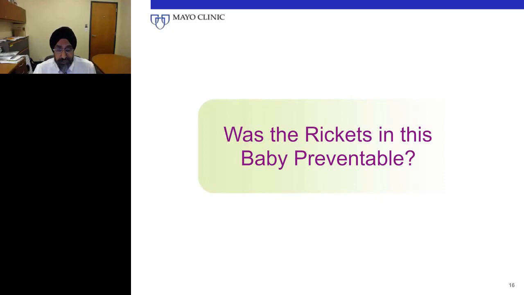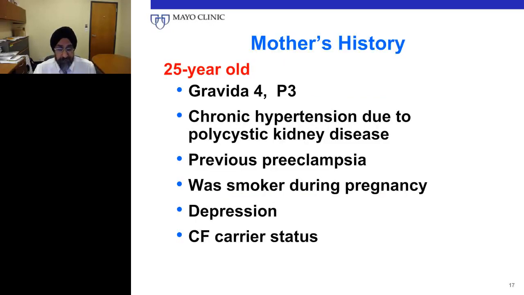The question, clinically and from the lab perspective, is: was the rickets preventable in this particular baby? Let's look at the mother's history. Mother is 25 years old, gravida 4, with 3 successful pregnancies. Mother had a history of chronic hypertension due to polycystic kidney disease. She had previous preeclampsia as well, she was a smoker during the last pregnancy, had a history of depression, and she was a carrier of cystic fibrosis.